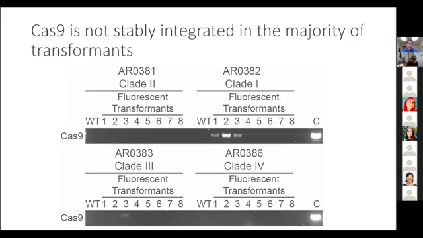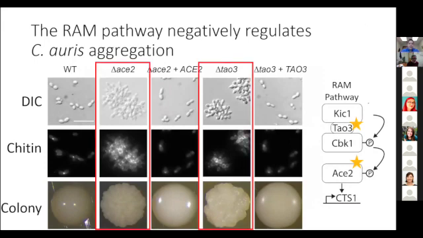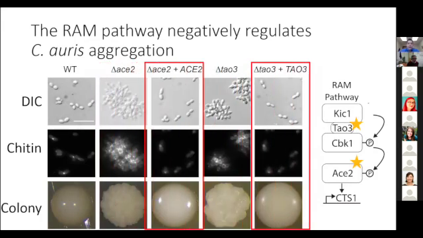Using this system, we've been able to come back and perform some targeted deletions of members of our screen. We see that full deletion of these members of the RAM pathway, ACE2 and TAO3, recapitulates the aggregating phenotype that we mentioned before. When we complement those strains, we see recapitulation of the wild type phenotype. So we've rescued the wild type morphology.